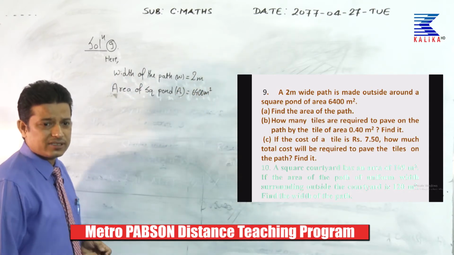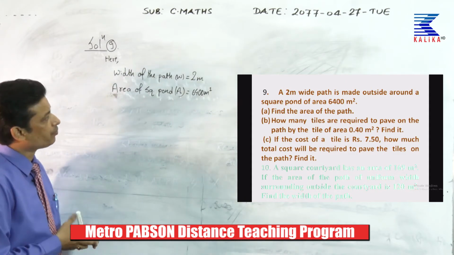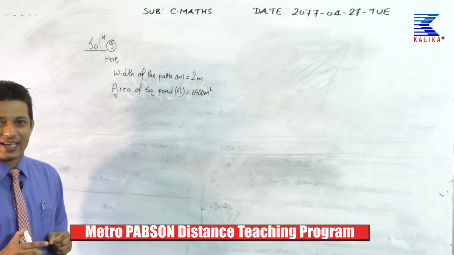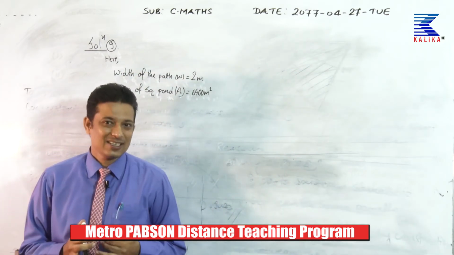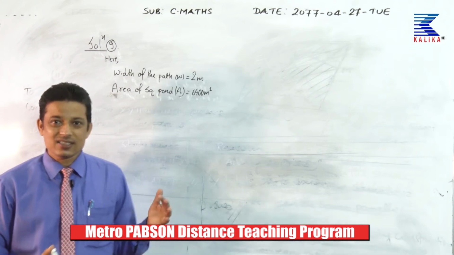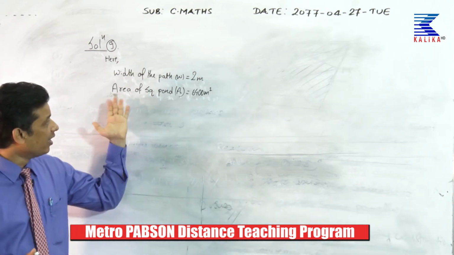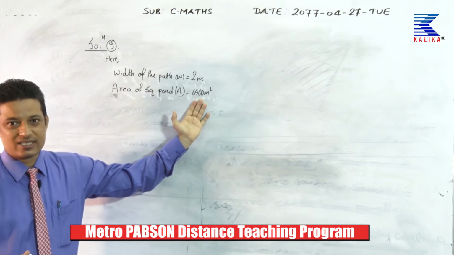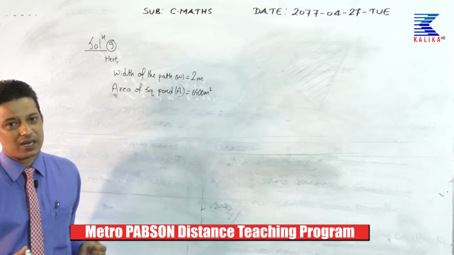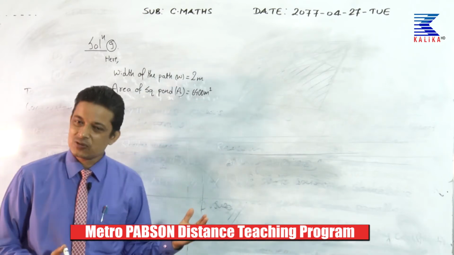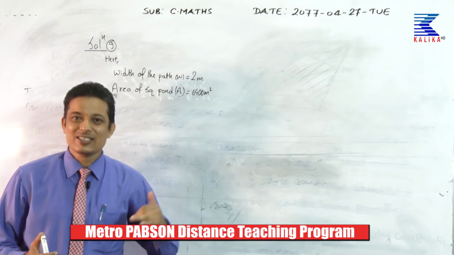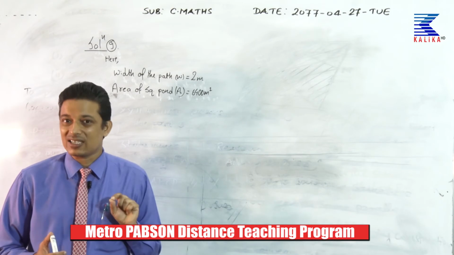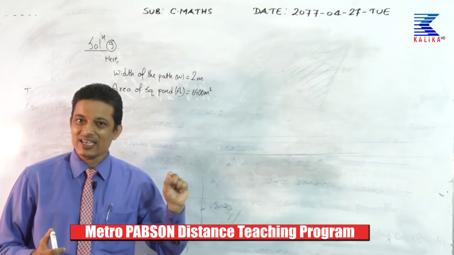I have been telling you since the beginning, dear students, in mensuration, that one slogan you should remember, and that is: what is given, use its formula. Like here, what I have written, area of square pond is given, 6400 square meter. What is given? Area of square is given. So, what to do? Let us use its formula. This slogan works a lot in mathematics. What is given? Use its formula.